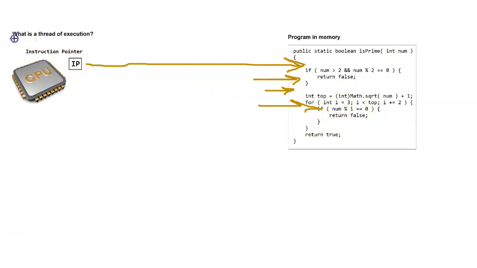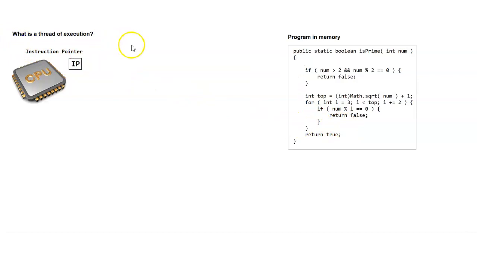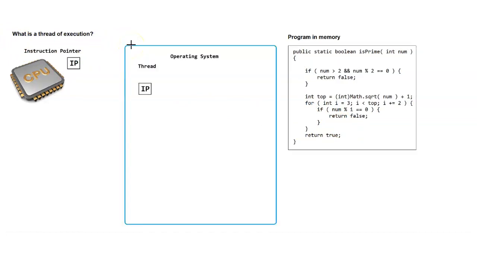So then, what is the thread of execution? Thread of execution corresponds to a data structure maintained by the operating system. It has a copy of the instruction pointer in computer memory while the program is running. So the operating system preserves the instruction pointer of every program while it is running. And because the instruction pointer is preserved in operating system memory, the execution can be suspended by the operating system temporarily, and later it can resume again at the same address.